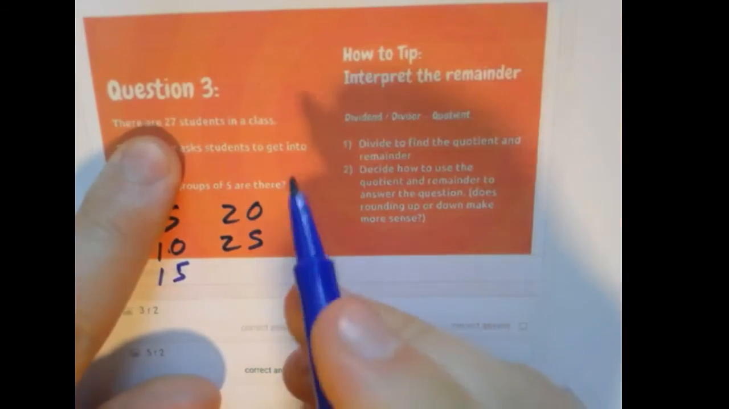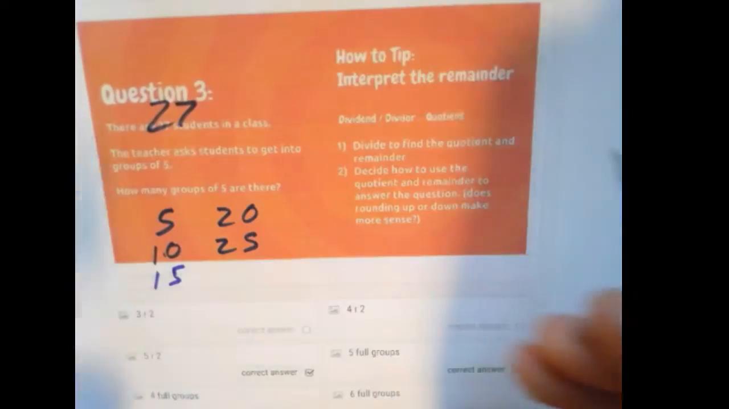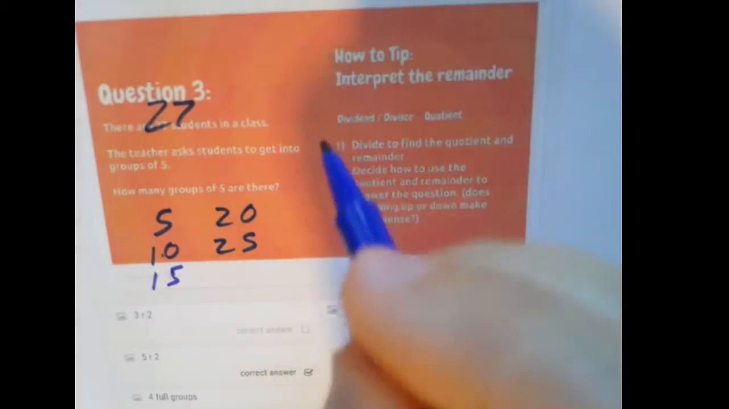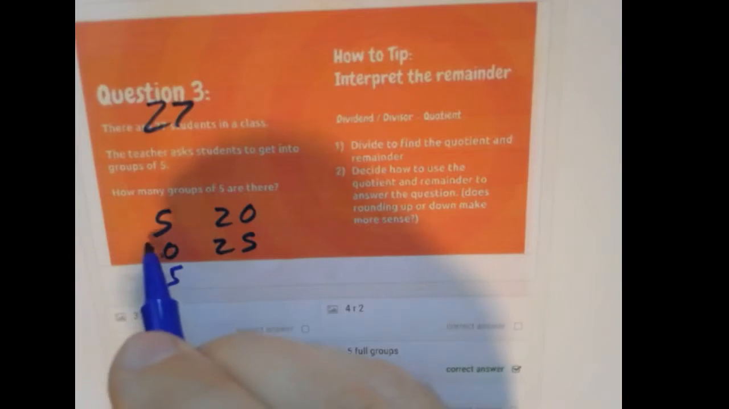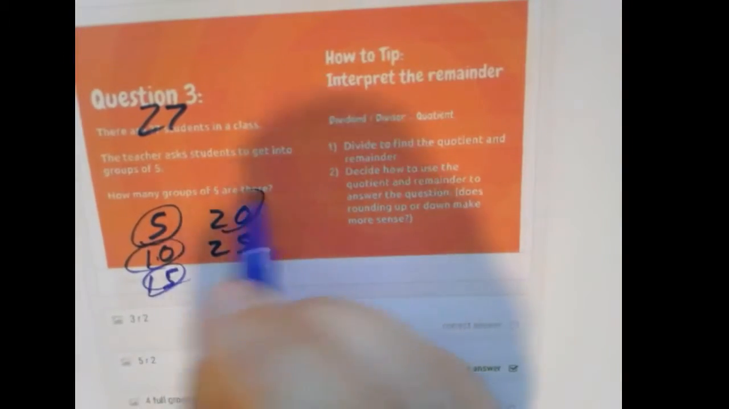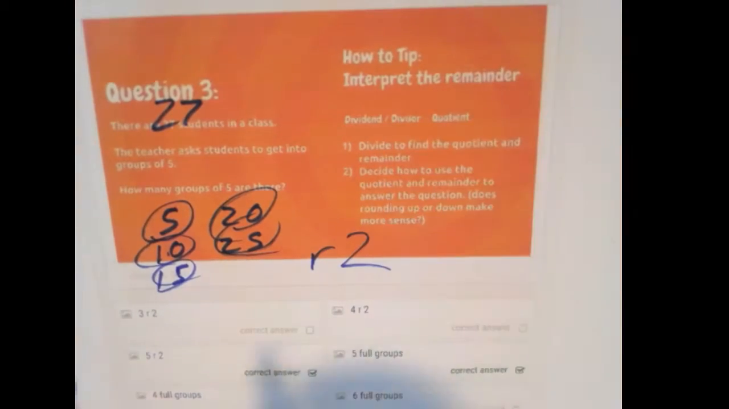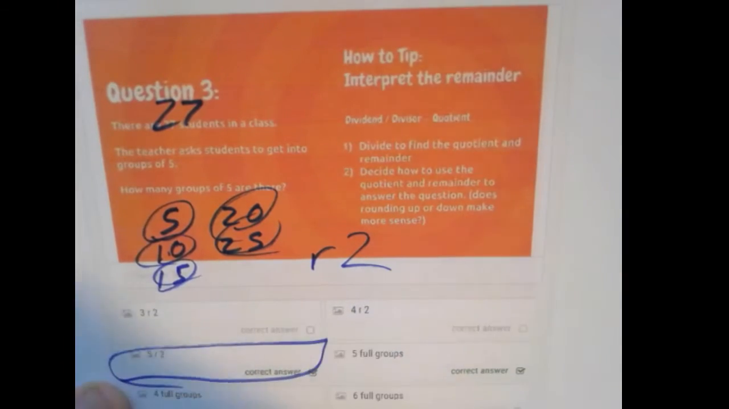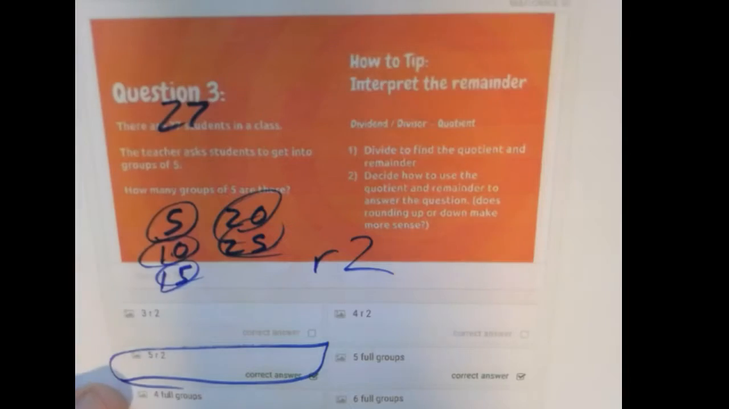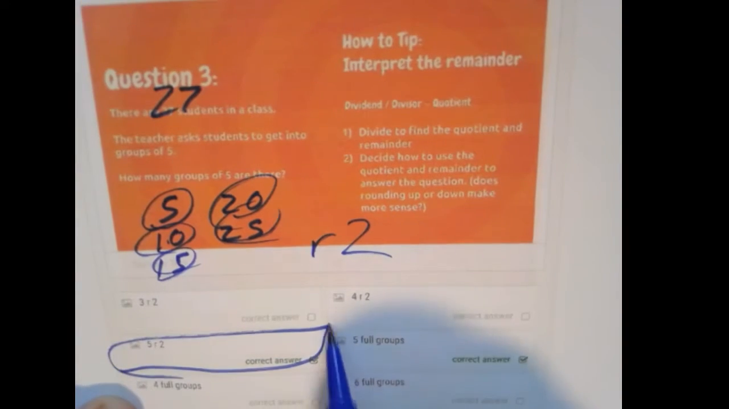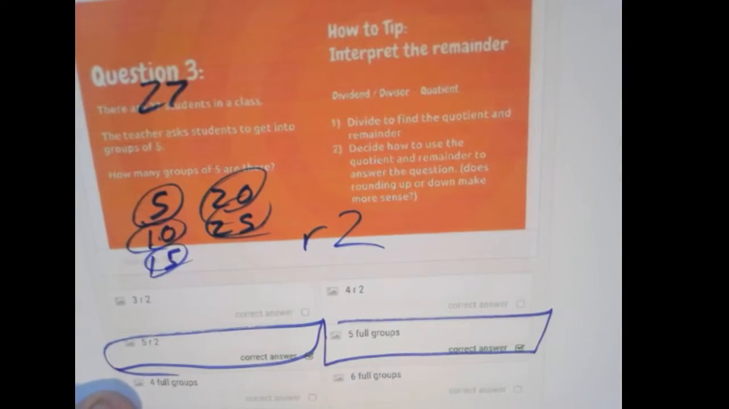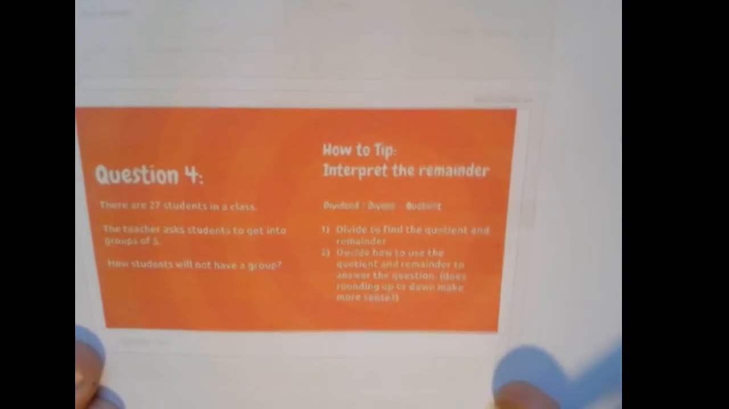But there's 27 students. So there's really 2 students remaining. So really we have 1, 2, 3, 4, 5 with a remainder of 2. So we have 5 remainder of 2. So how many full groups do we have currently? So we'd have 5 full groups.